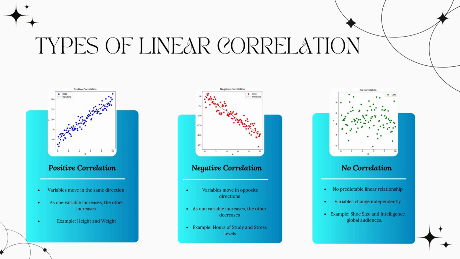Second is negative correlation. Here, variables move in opposite directions. As one variable increases, the other decreases. As an example, in the relationship between hours of study and stress level, more study time can lead to less stress. The third one is no correlation.